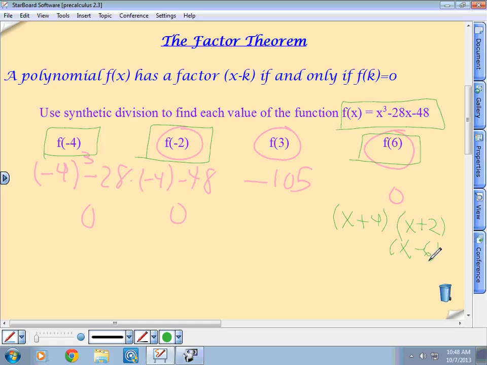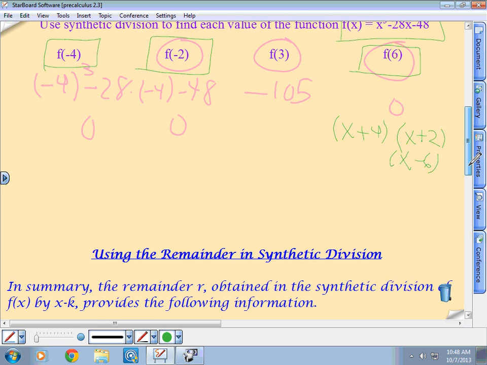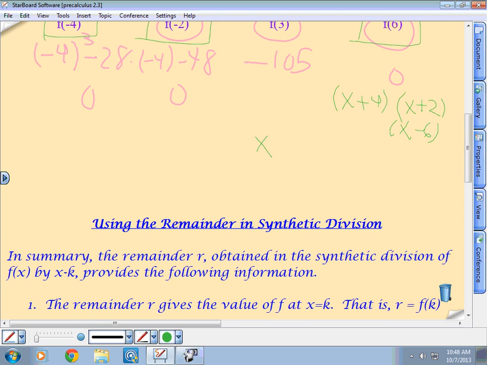How'd you get the third thing? This one here? How would you get x cubed? I'm factoring this out. Because you're doing x plus 4 times x plus 2, which is x squared plus 6x plus 8, multiplied by x minus 6.